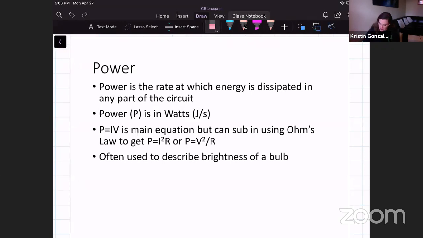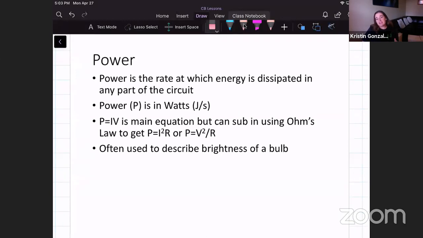The main equation that we use for power is P equals I times V. I is the current, V is that potential difference. But we can also substitute in using Ohm's law and get that P is I squared times R or V squared over R. And a lot of times I think these are more useful, because when you change something in a circuit, a lot of times you're going to be asked questions about the brightness of a bulb, right? The brightness of a bulb relates to the power. The greater that power, the greater the wattage of your bulb, the more of that energy is being converted in that same amount of time. So you get a brighter bulb.